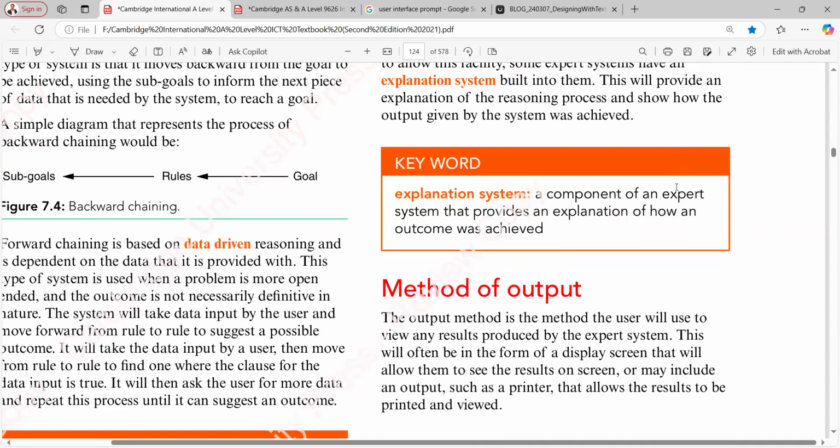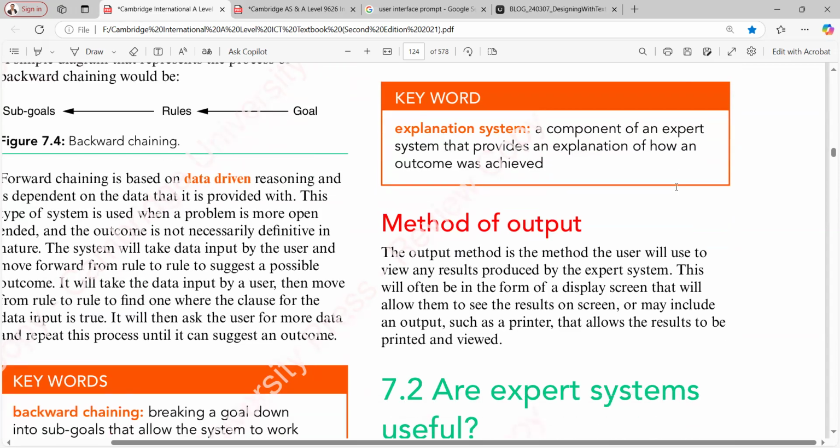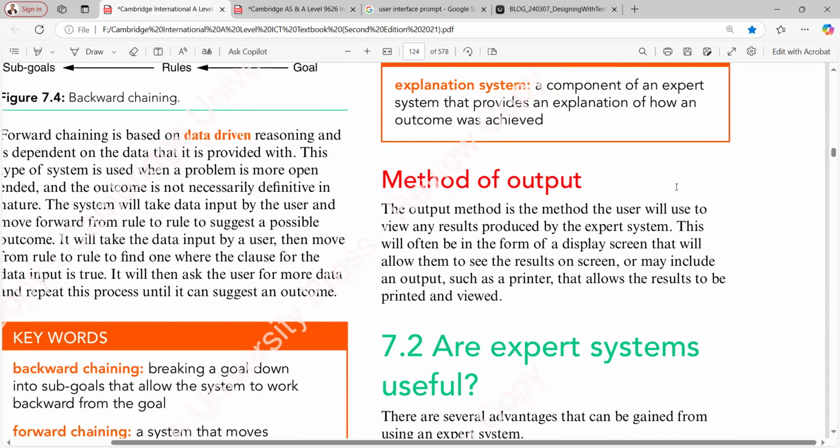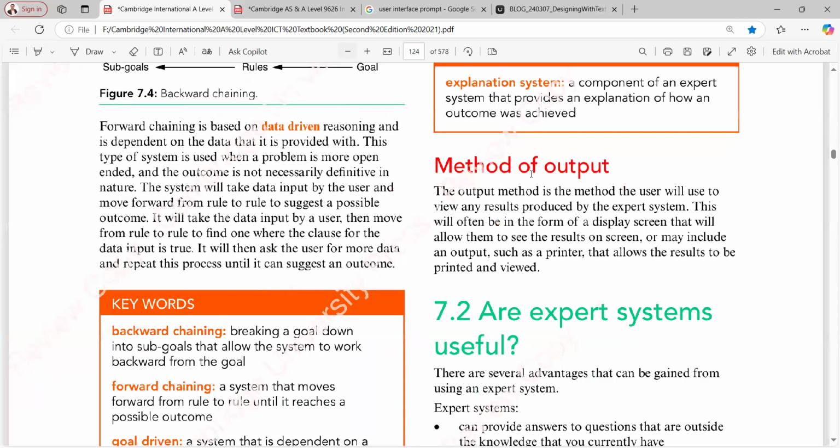So an explanation system is a component of an expert system that provides an explanation of how an outcome was achieved. What is going to be the method of output? The output method is the method that the user will use to view any result produced by the expert system. The method of output can often be the screen of a display, which will allow them to see the results on the screen, or any possible output such as a printer that allows it to be viewed or printed.